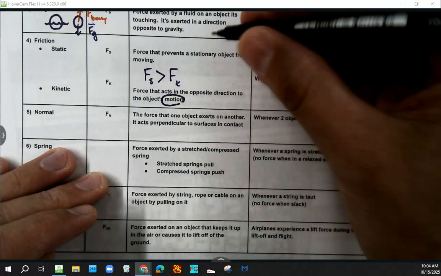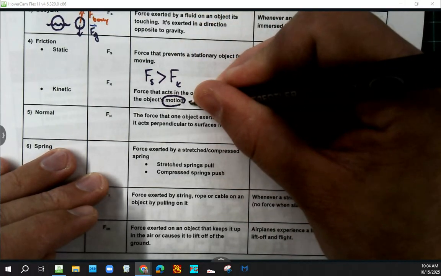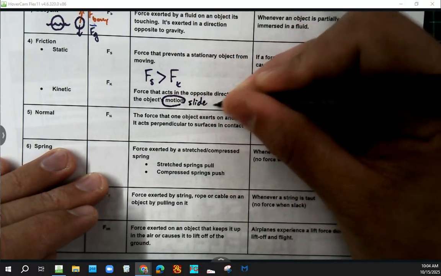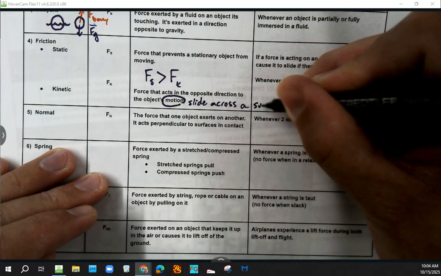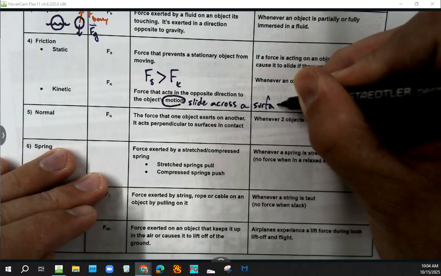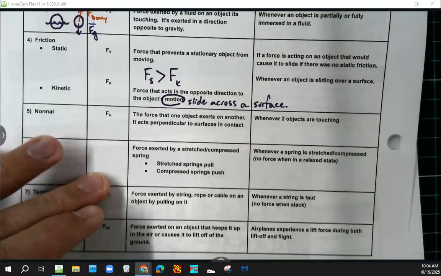What if I brought up the idea of an object's slide across a surface? Okay, it's important to recognize that it has to be a slide. Rolls don't count.